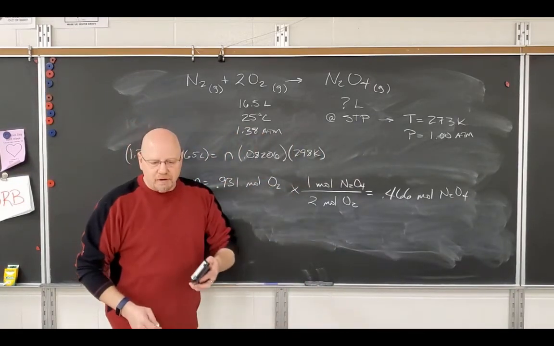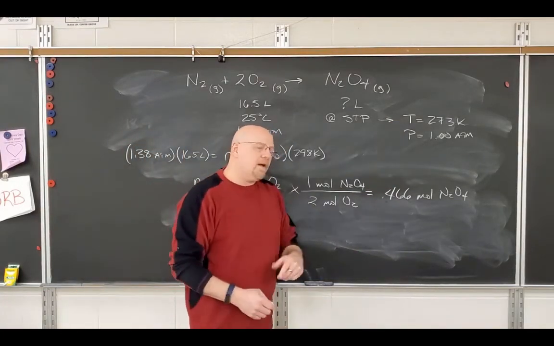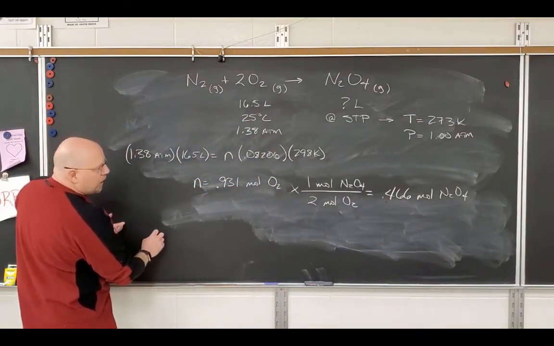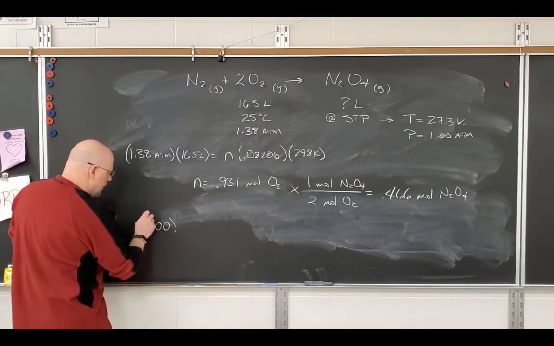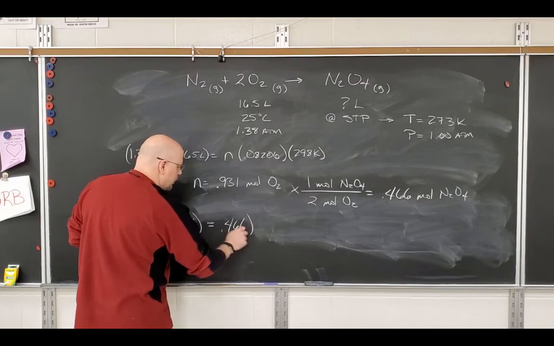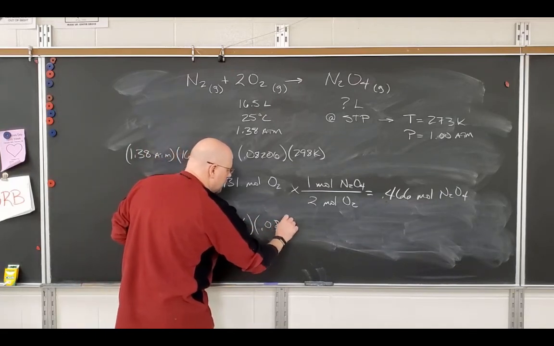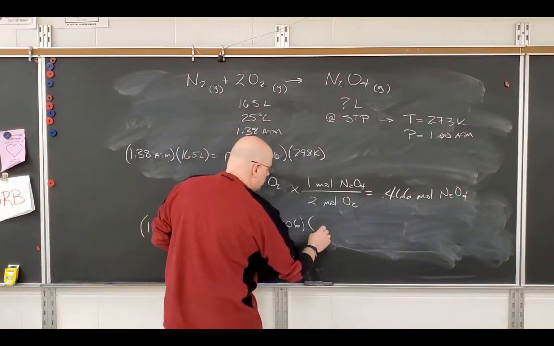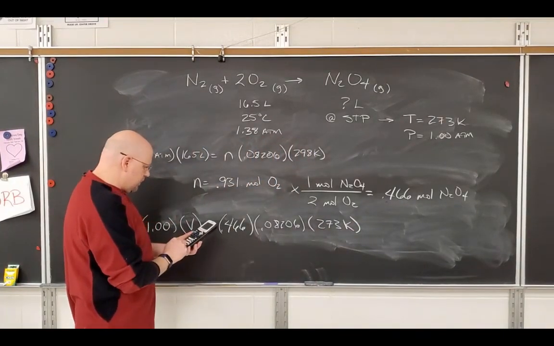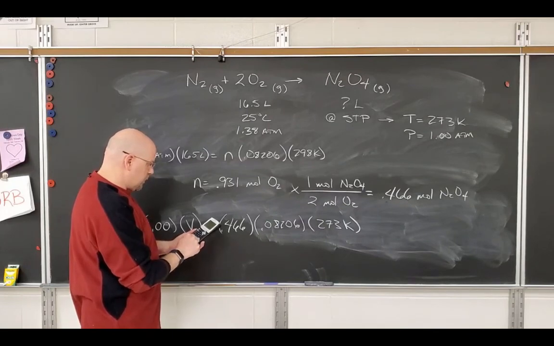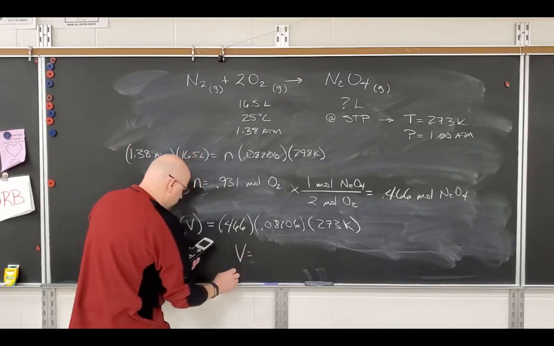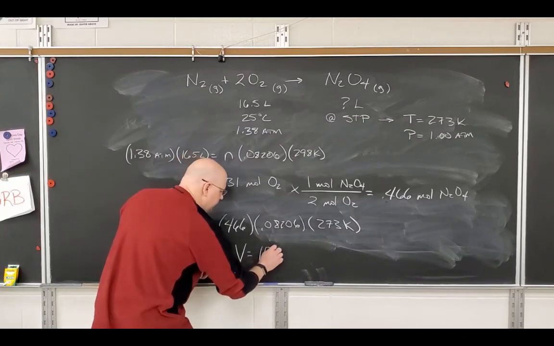Now we can plug back into the ideal gas law using this information and find out what's the volume of our dinitrogen tetroxide. So I'm going to plug in our pressure is 1.00. Our volume is what we were looking for. Our moles is 0.466, 0.08206, and 273 Kelvin. Let's solve it out. And we get a volume equal to 10.4 liters.